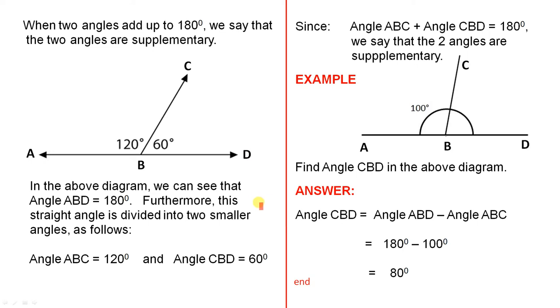Furthermore, this straight angle is divided into two smaller angles as follows. Angle ABC equals 120, which is this one, and angle CBD equals 60, which is this one. Since angle ABC plus angle CBD equals 180, we say that the two angles are supplementary.